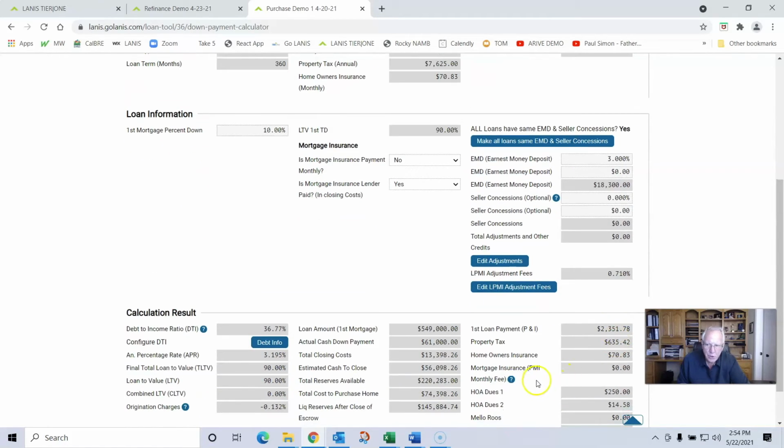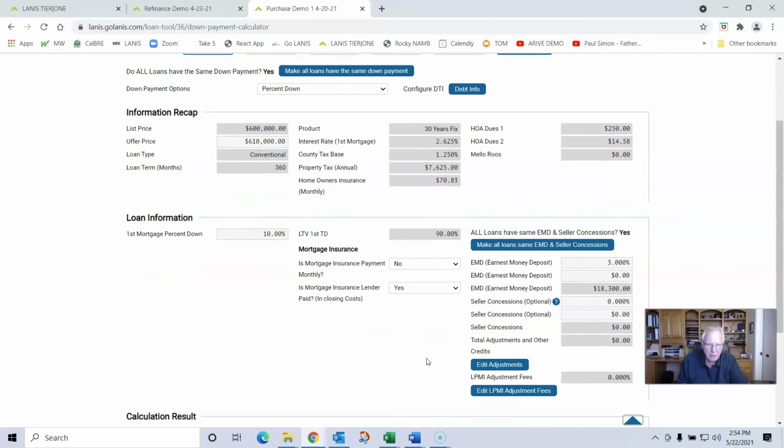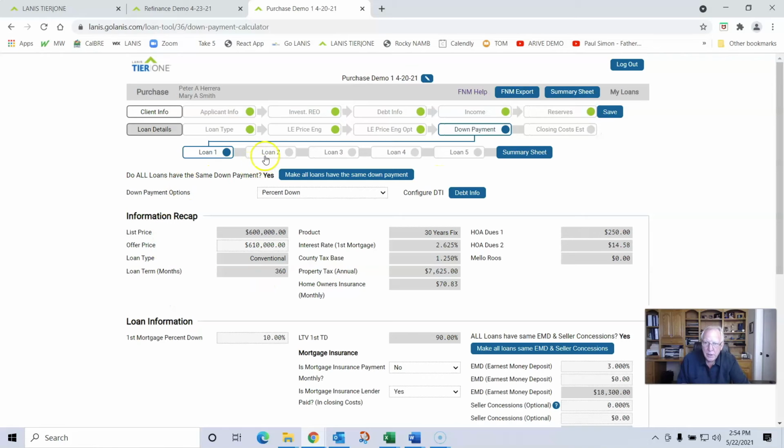Our monthly mortgage insurance goes away. Now notice I did that on loan five, so you have the flexibility. But if I go back over here to loan one, and I change this to no, and I change, we're paying the fee up front, the LPMI up front, and I go in here and edit our adjustments, 0.71. I save that. I now click on all loans have the same down payment. Answer is yes. We go over here.